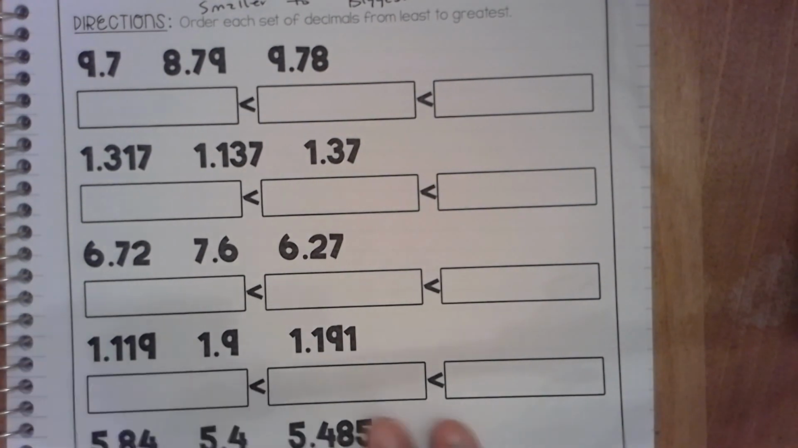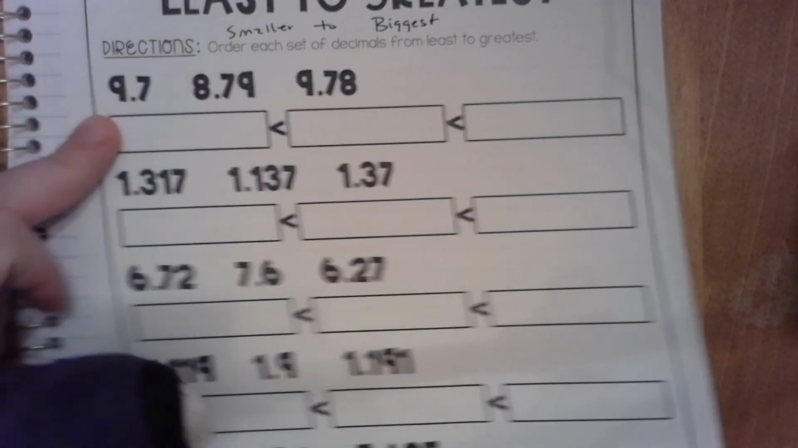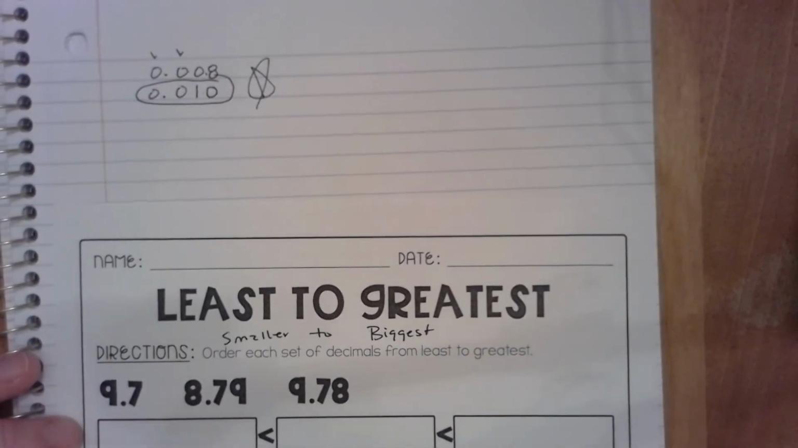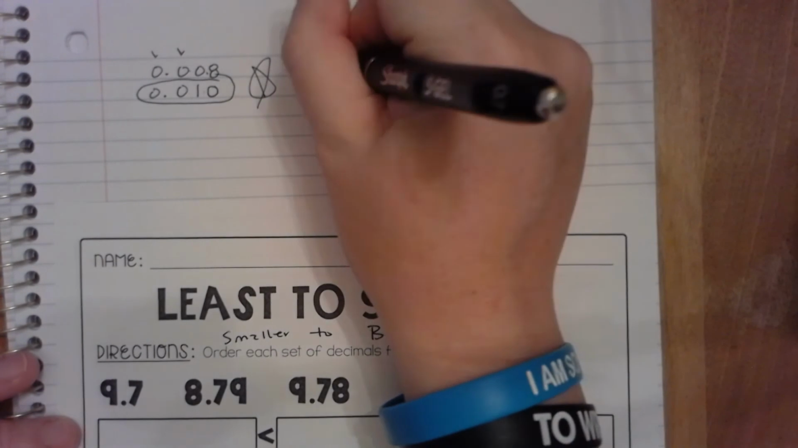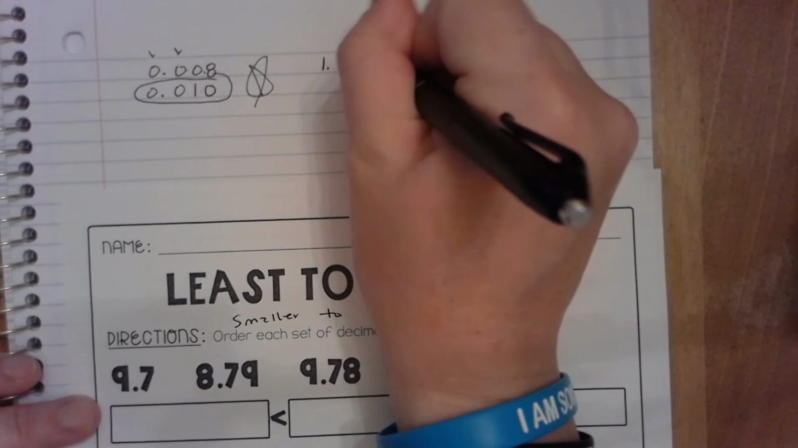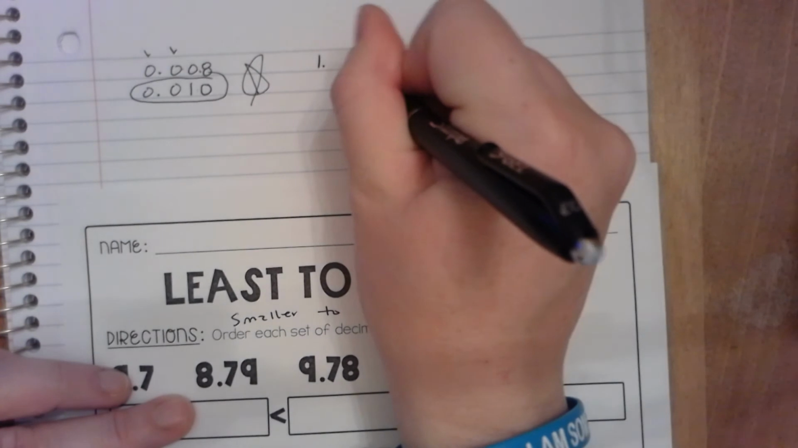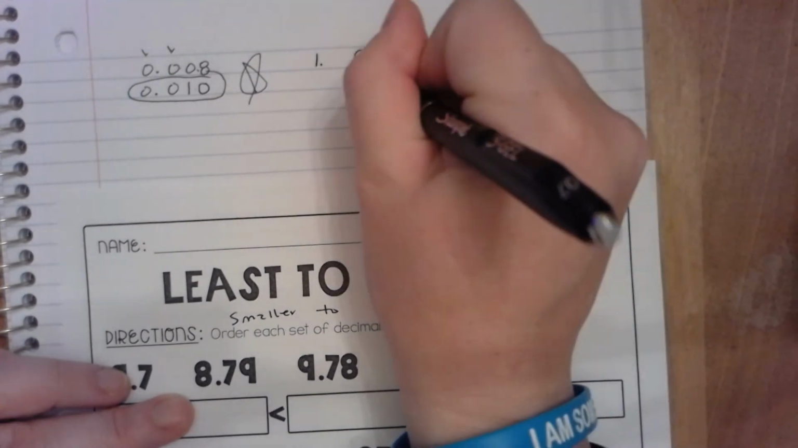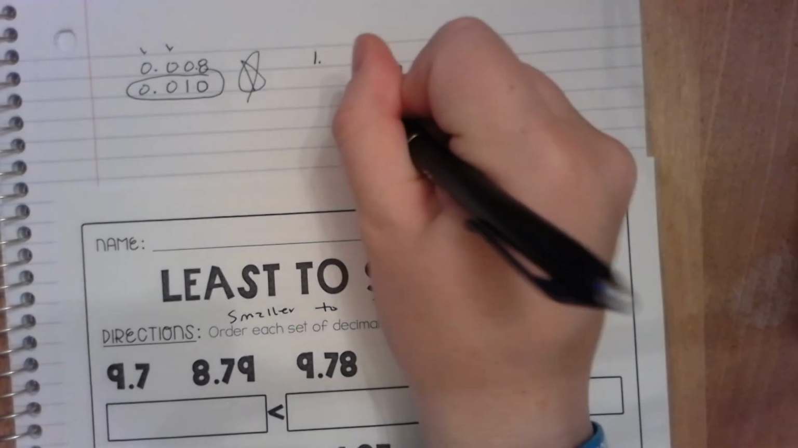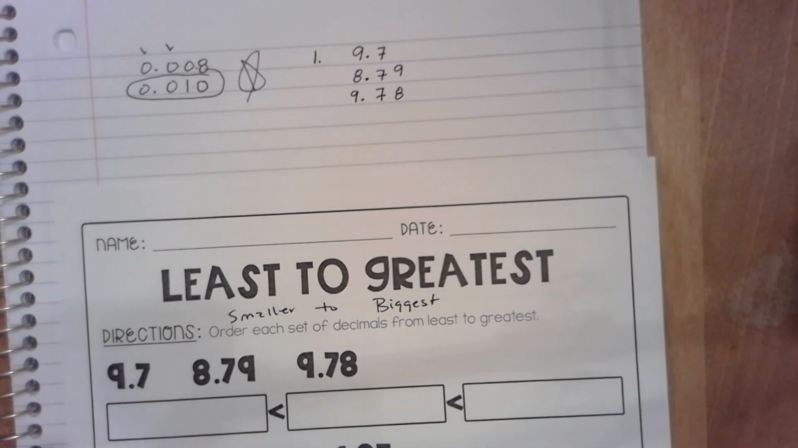Okay, so the first thing you're going to do, or that I would do, is look at the first problem. I'm going to come over here to my sheet of paper, and this is just how my mind works. I'm going to write number 1, and write out 9.7, 8.79, and then 9.78.